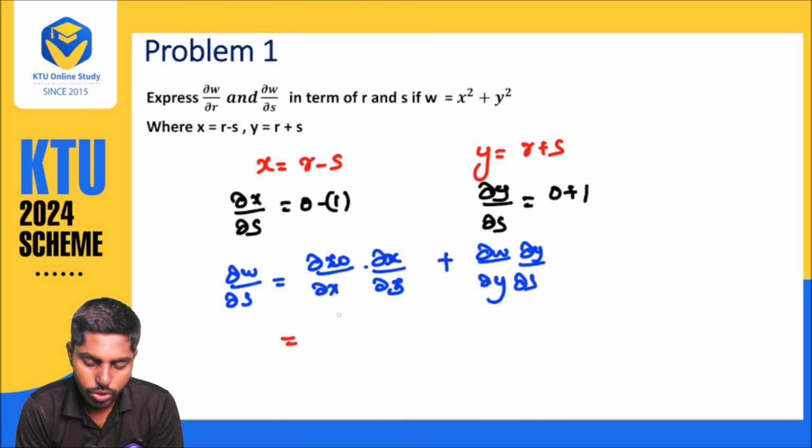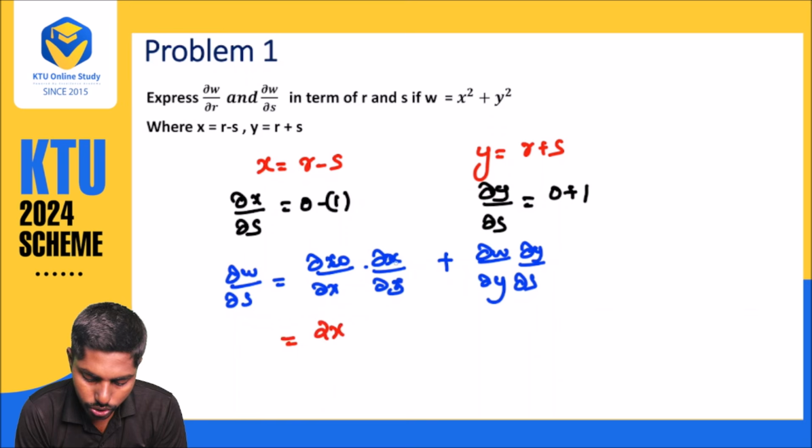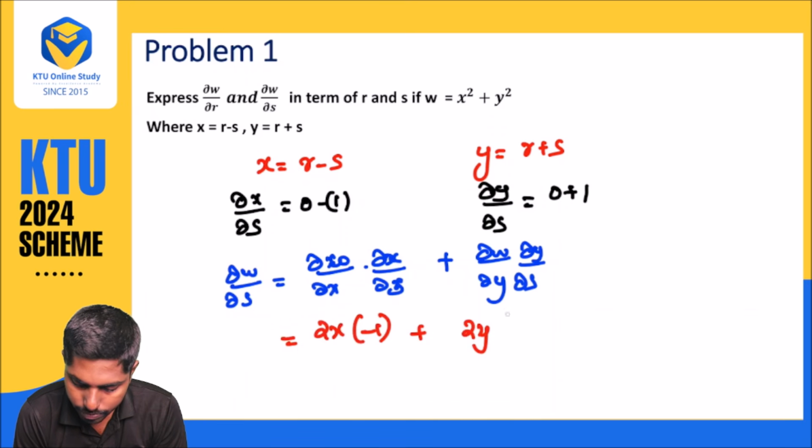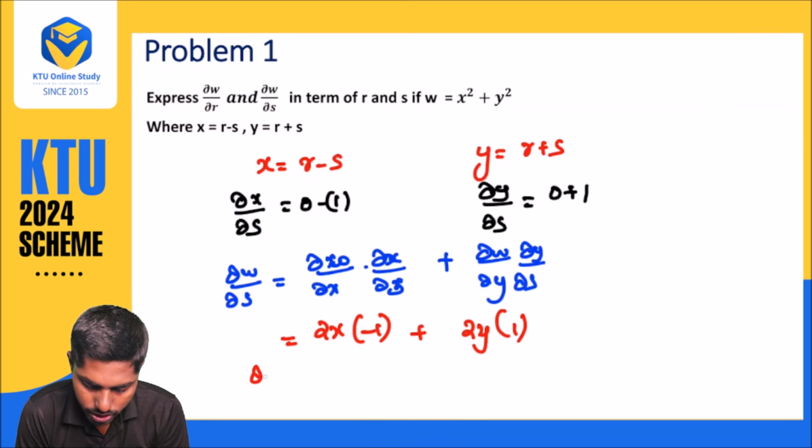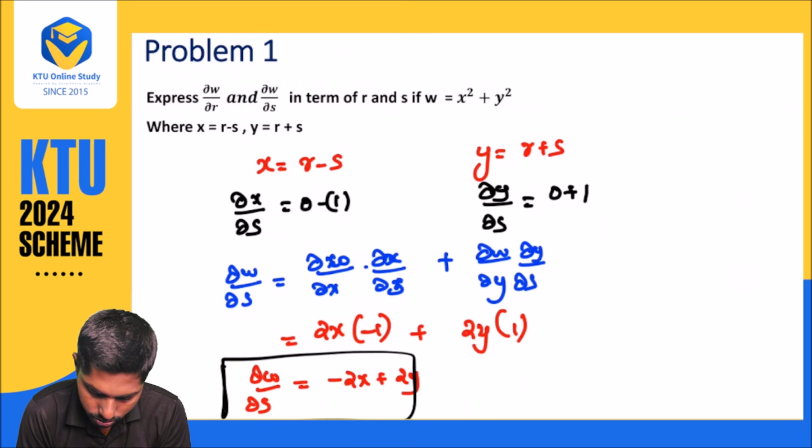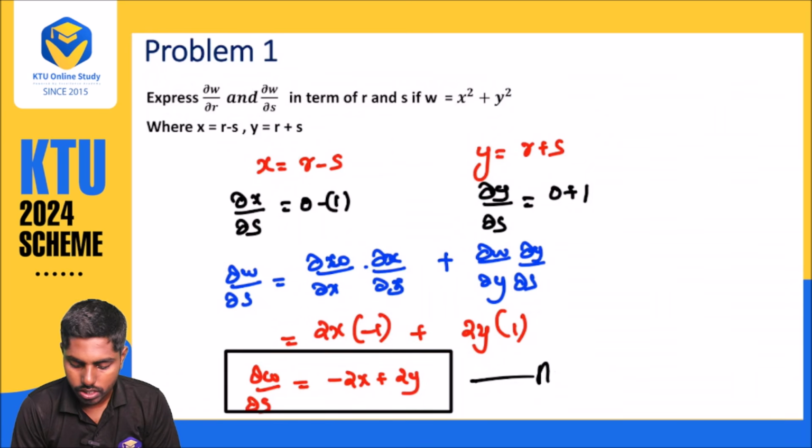What is ∂w/∂x? That is 2x into ∂x/∂r. What we are getting? 1 plus 2y, here it is 1. So our answer is ∂w/∂r equal to 2x plus 2y. This is our required answer. Okay, this is our answer.